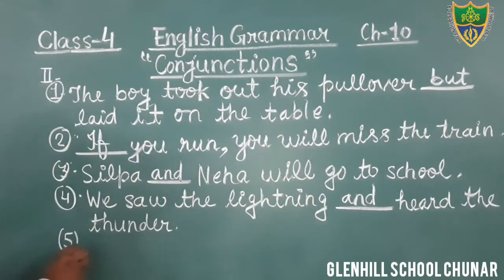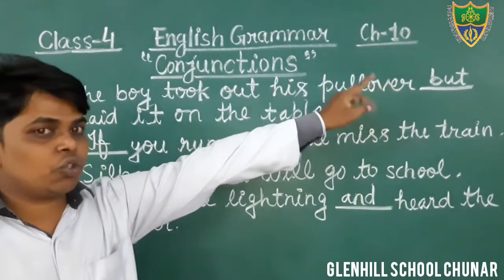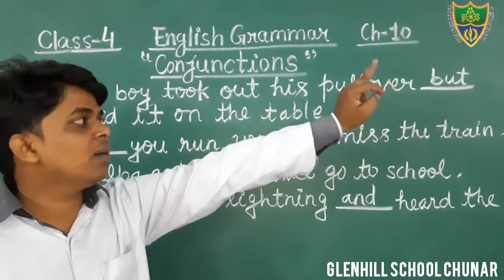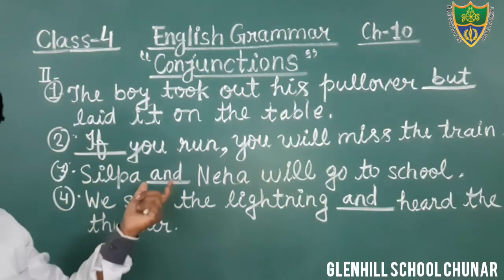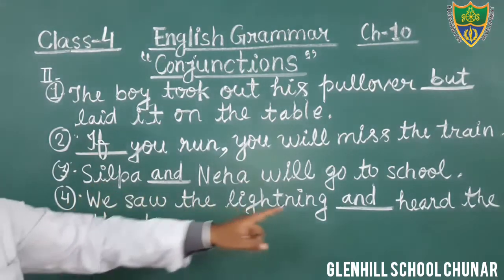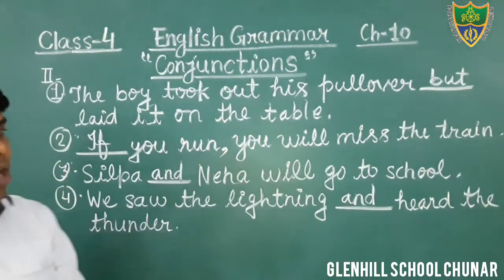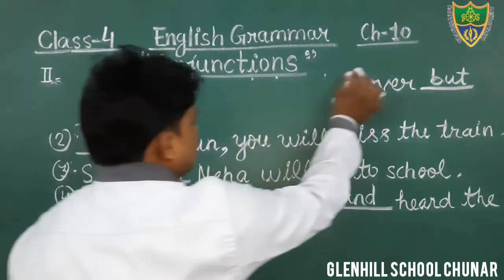Question number 5. Dear students, I am going to write here. Just see, I am going to read it: the boy took out his pullover, but. In the first blank we will fill the conjunction but. In the second question, we will fill the word if. In question number 3, we will use the conjunction and. In question number 4, we will use the conjunction and. Now, I hope that you all have completed it. Therefore, I am going to erase it. Now, come to the next question.